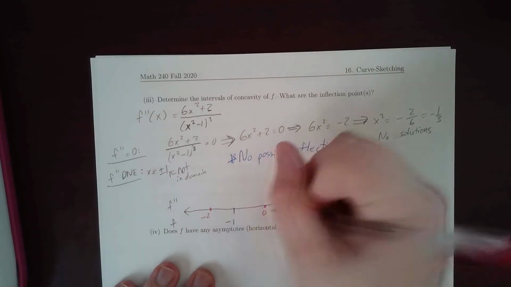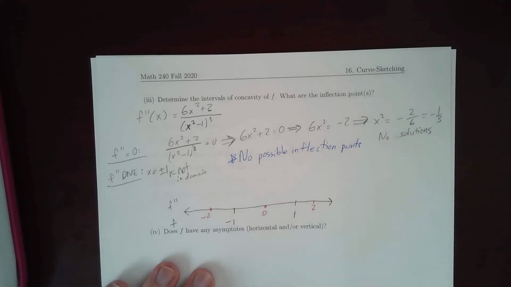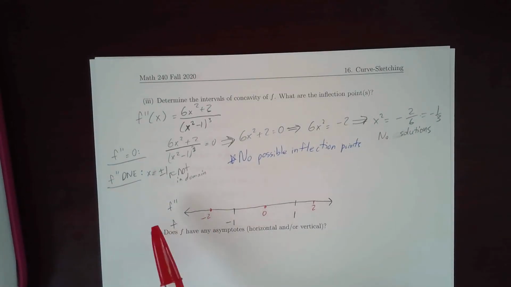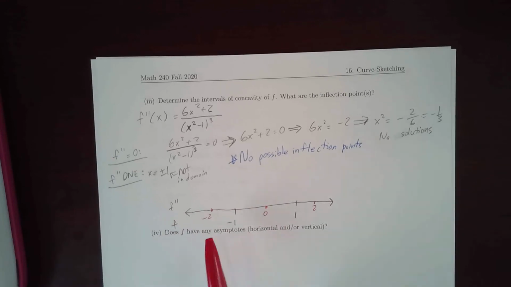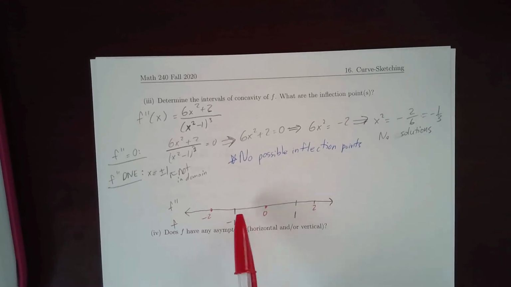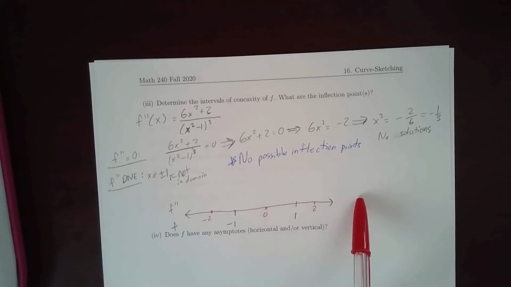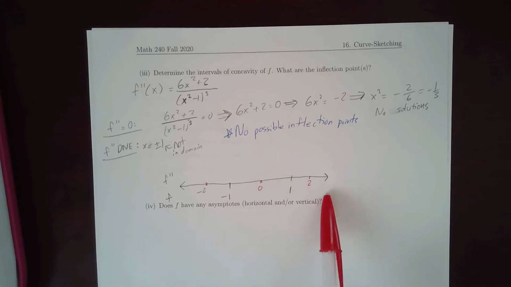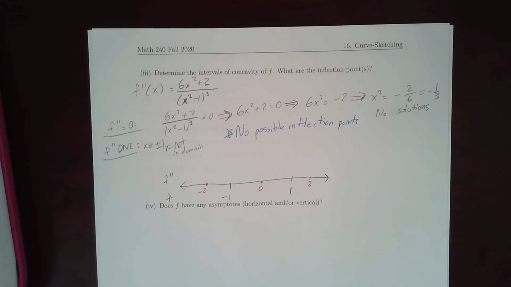-2, 0, and 2 are the points I'm going to choose. Again, you're allowed to pick any number you want, in this case between -infinity and -1, not including those, between -1 and 1, again not including those, and between 1 and infinity, not including those. I've picked -2, 0, and 2 because I think they're numbers that are easy to work with.